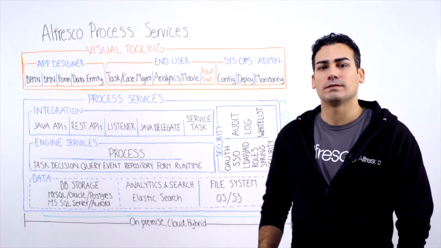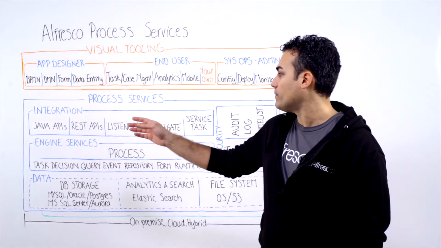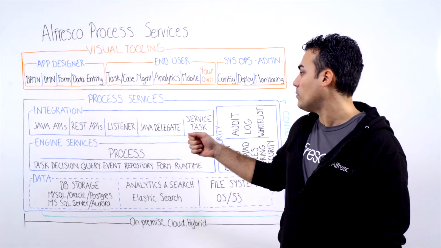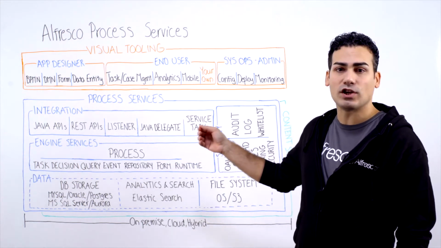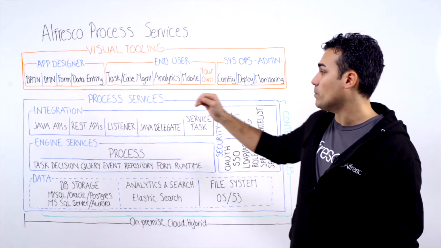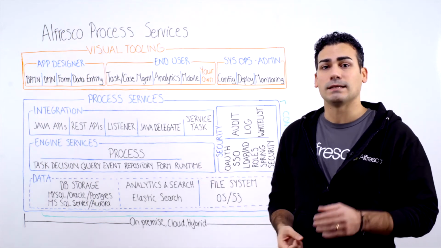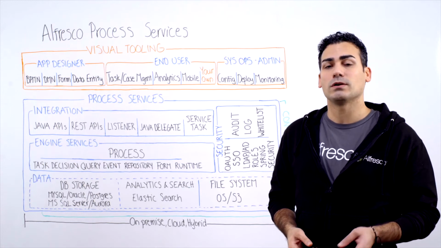All the process engine services are exposed through the Java or the REST APIs. You can also extend the logic of our process engine using listeners and Java Delegate. All these integration points offer an easy way to integrate our process engine inside your architecture or build solutions on top of it.